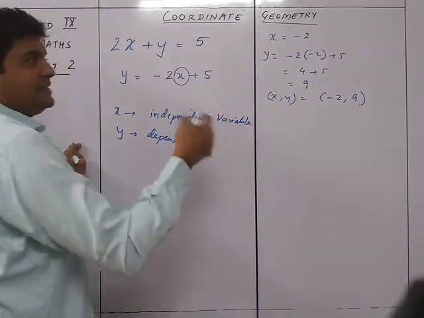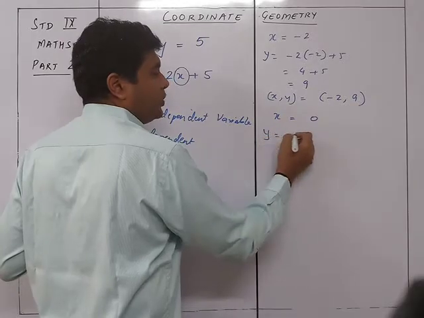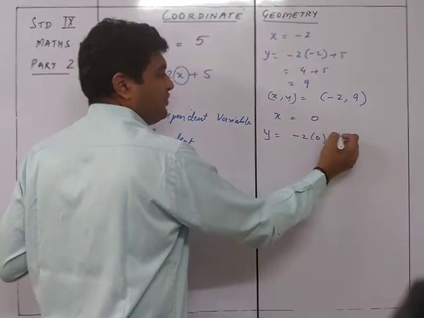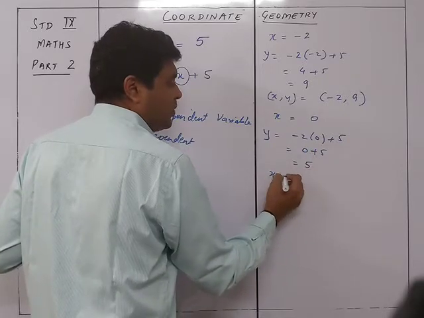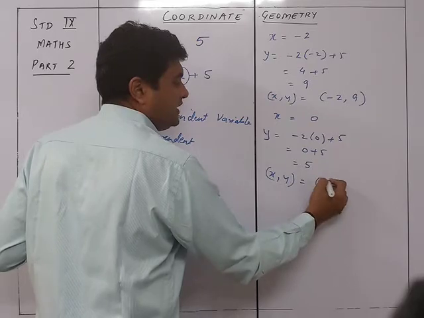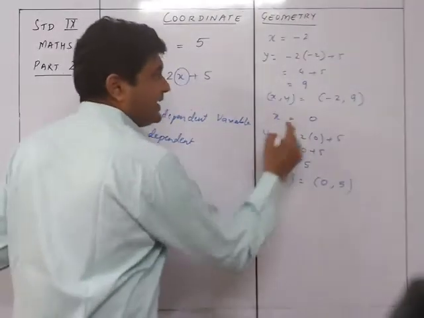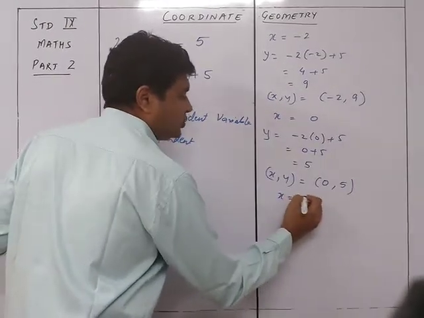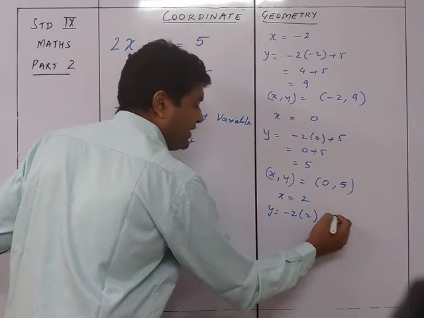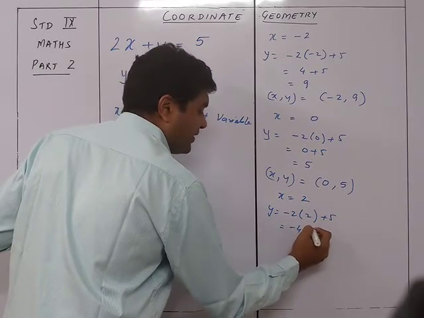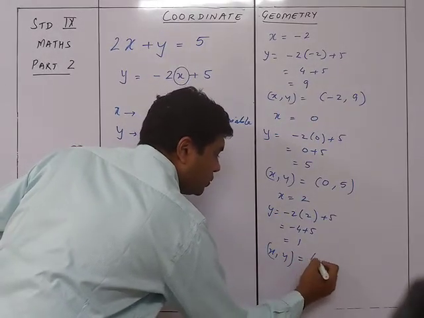Let's take another one. Let's take x is equal to 0. Then y will be equal to minus 2 into 0 plus 5, so 0 plus 5 is equal to 5. Therefore x comma y will be 0 comma 5. And the third one, let's take on the positive side, x is equal to 2. Then y is equal to minus 2 into 2 plus 5, that will be minus 4 plus 5 is equal to 1. Therefore x comma y will be 2 comma 1.